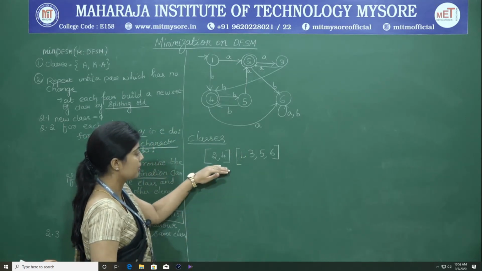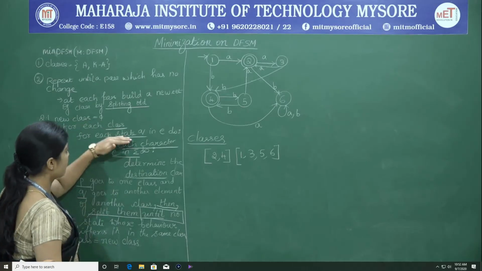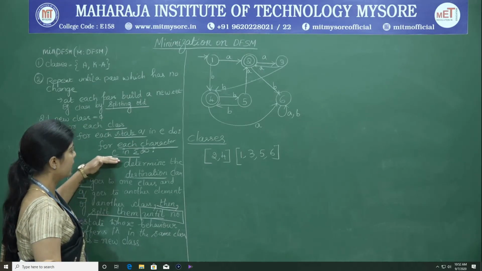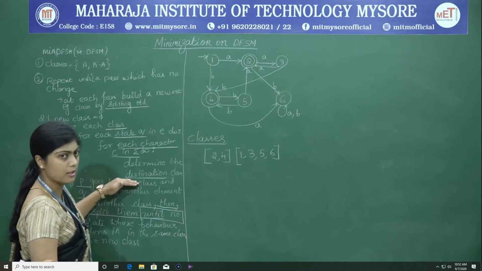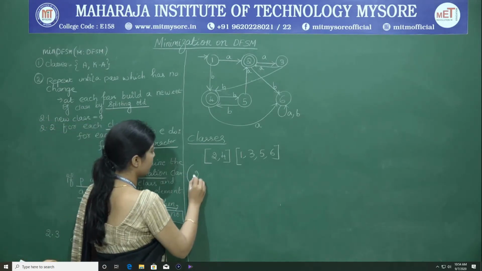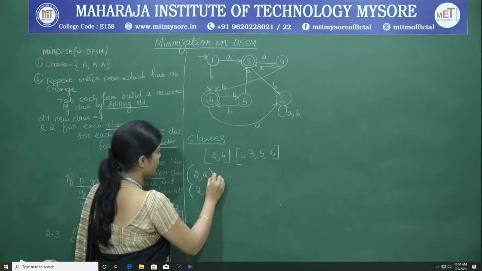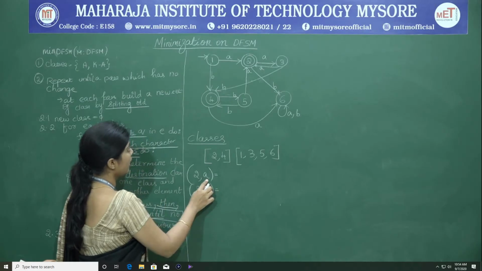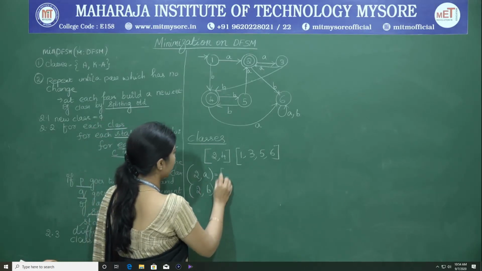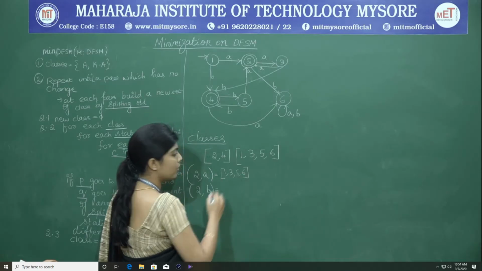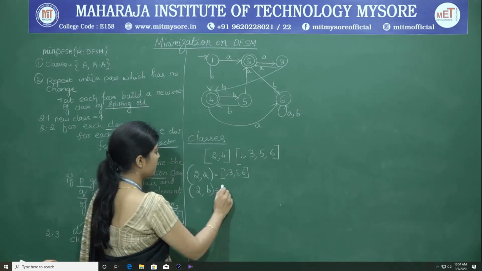Next, we have to consider each of the classes, and for each of the states, and for each of the characters, that is the input alphabet, we are going to determine the destination class. First we are going to find out the transition of 2 on A, then we are going to find out the transition of 2 on B. So 2 on A is going to 3, therefore we write 1, 3, 5, 6. We write the entire class and we do not write the individual state.